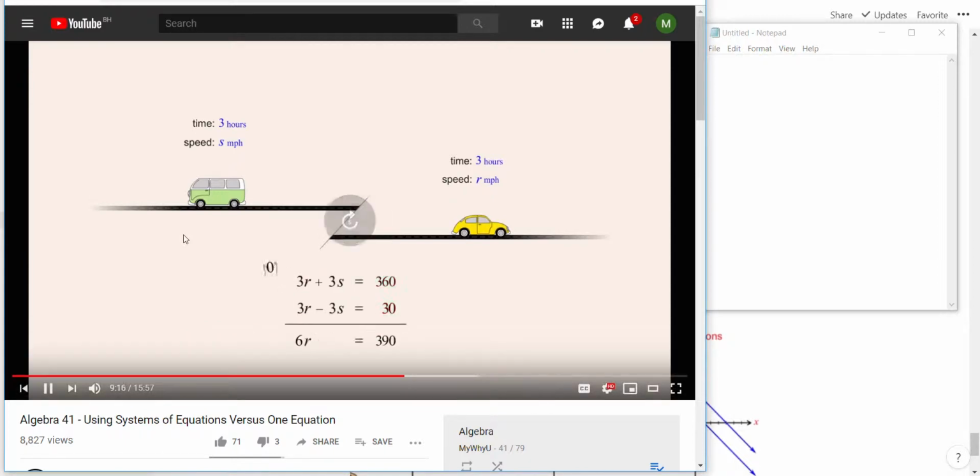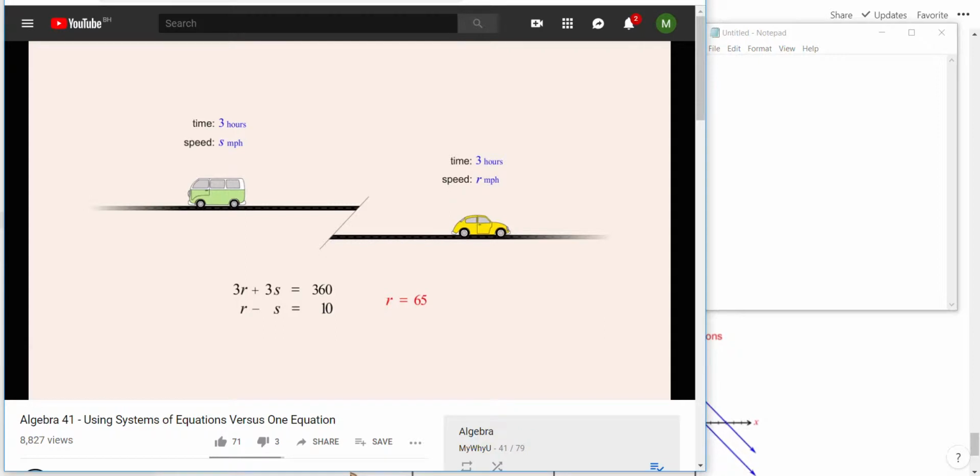Adding the equations, we get an equation in r. Since the bottom equation is the simpler of the two, we will use it to calculate the value of s. Subtracting 65 from both sides eliminates this term on the left. And completing the arithmetic, we get negative s equals negative 55, or s equals 55.